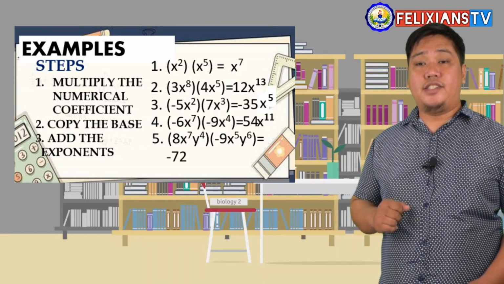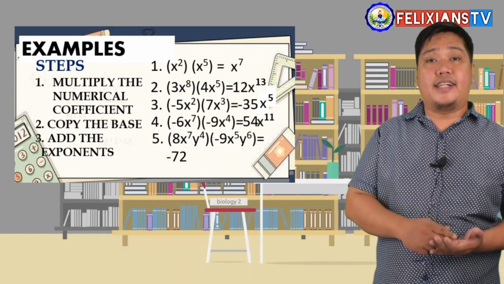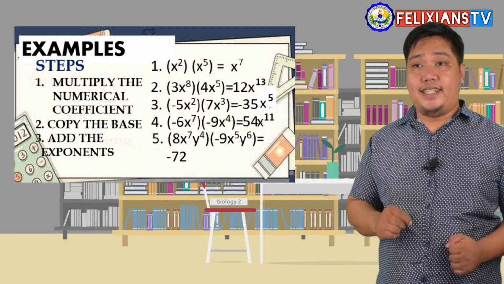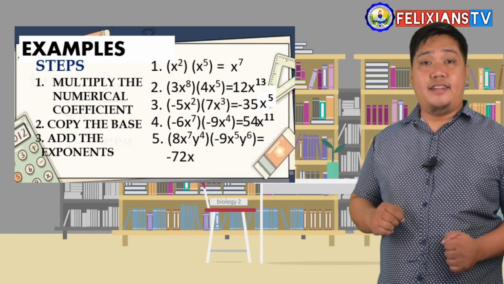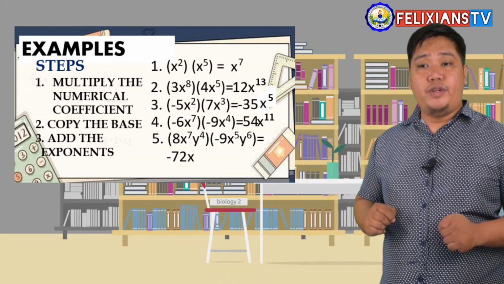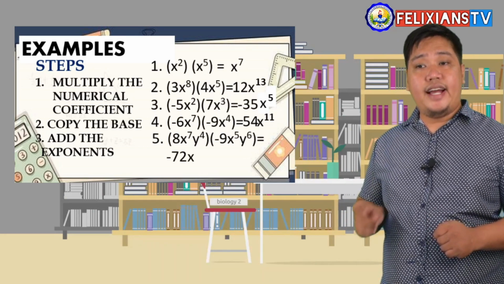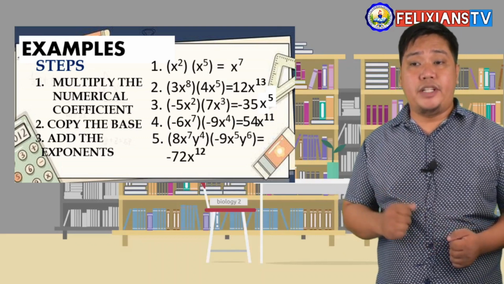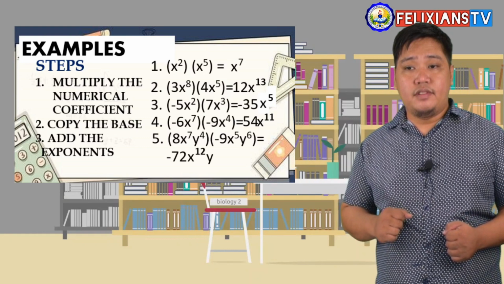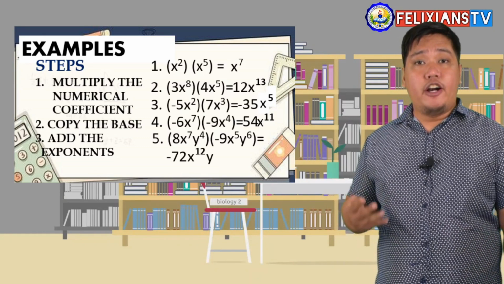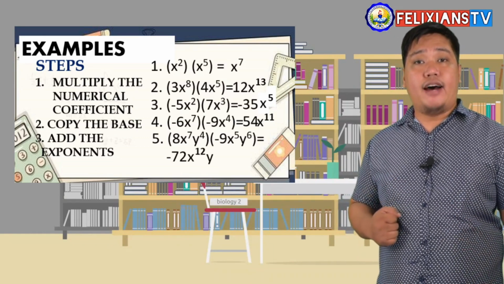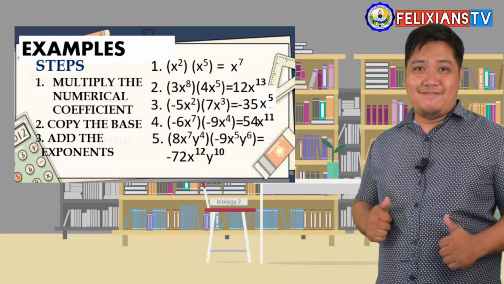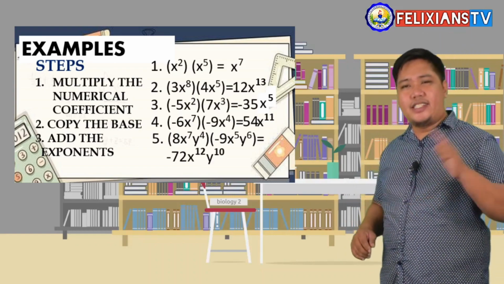Alright? Next is we will proceed with the next step, which is copy the base. And the first base is x. And then add the exponents of x. We have 7 plus 5. The answer will be 12. And then go back to the next step, which is copy the base, y, and then add the exponents. 4 plus 6, you will have 10. So that is already the answer. Got it? Alright, perfect. Now, let's have some more examples, shall we?